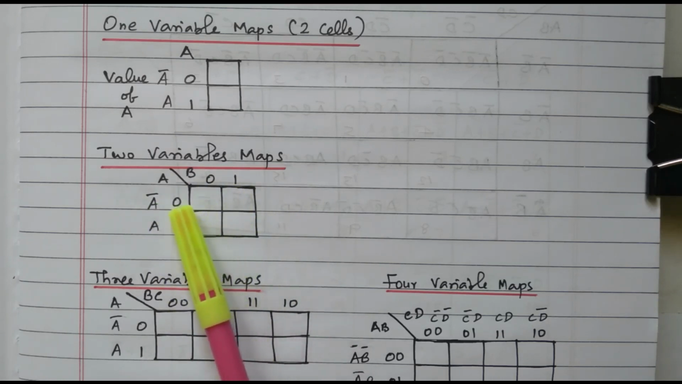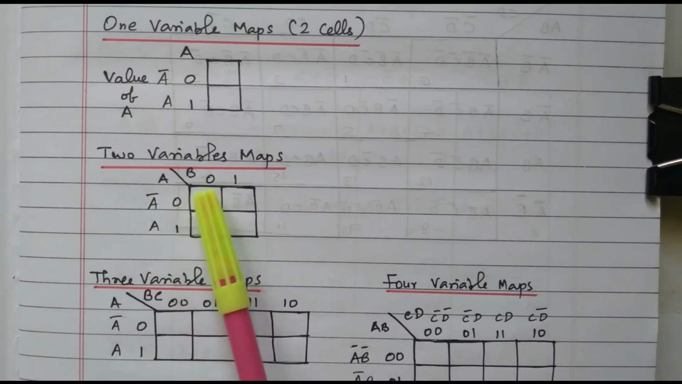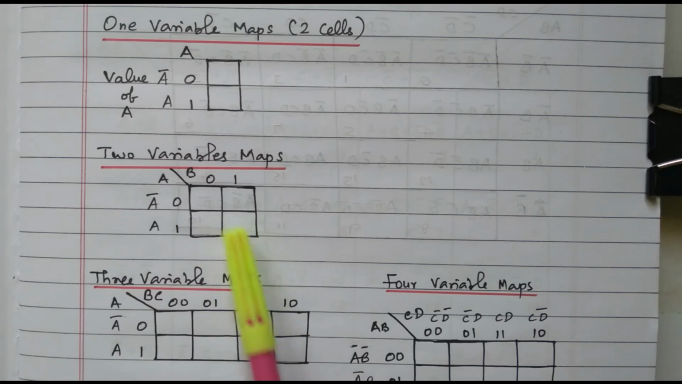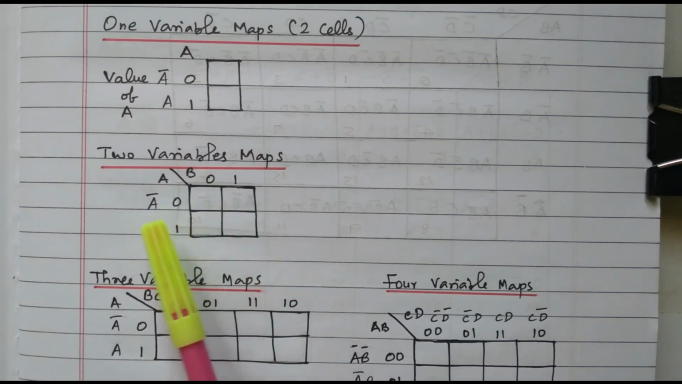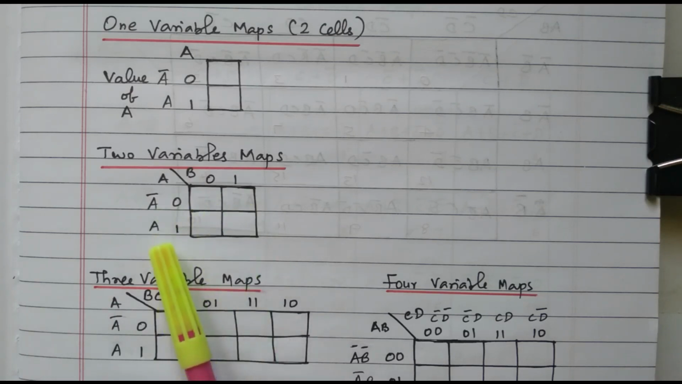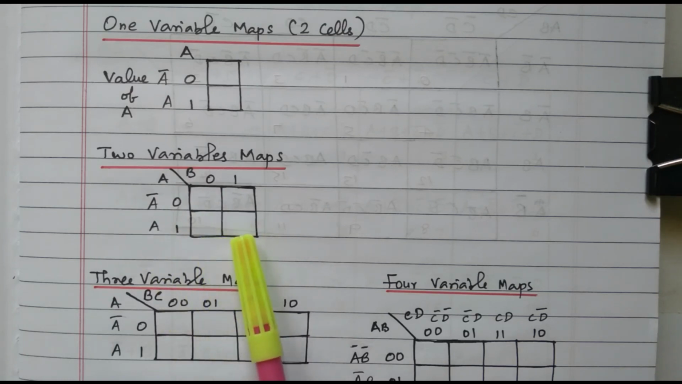The first cell is nothing but 0, 0. You have to see what is available in the horizontal line and in the vertical line: 0, 0. This one is 0, 1. This is 1, 0, and 1, 1. You have to combine them like that. In terms of variables, it is A bar B bar, A bar B, A B bar, and A B. Like that we can represent it.